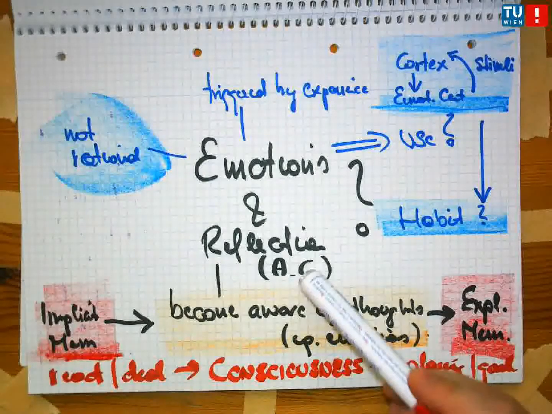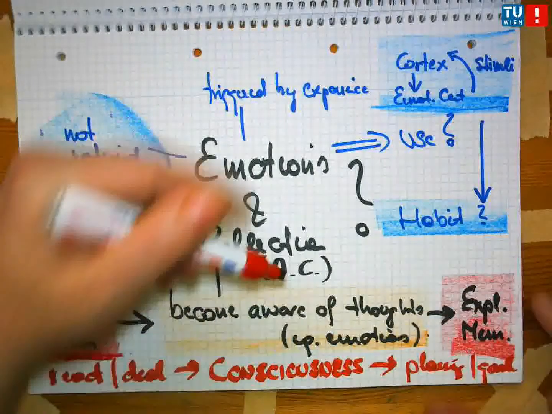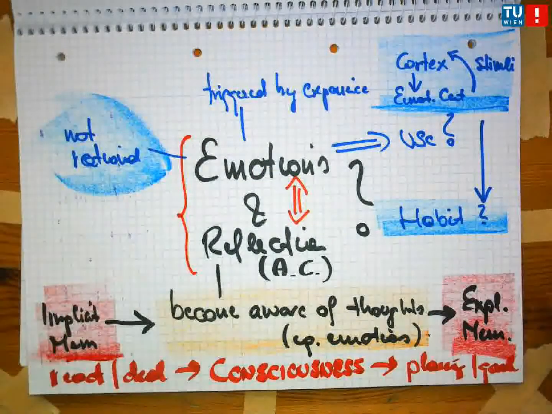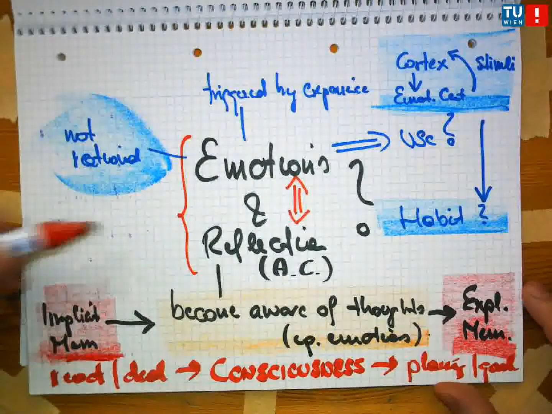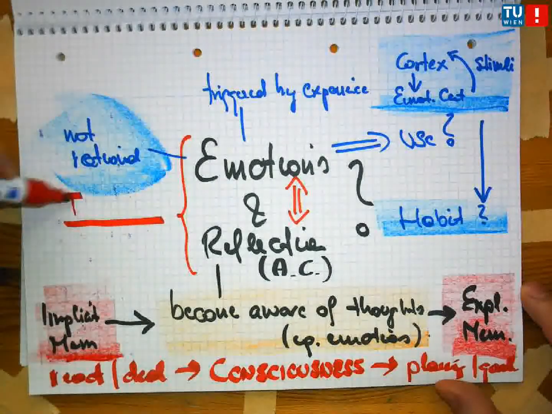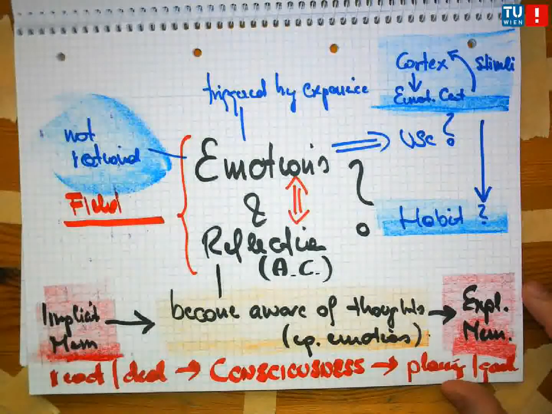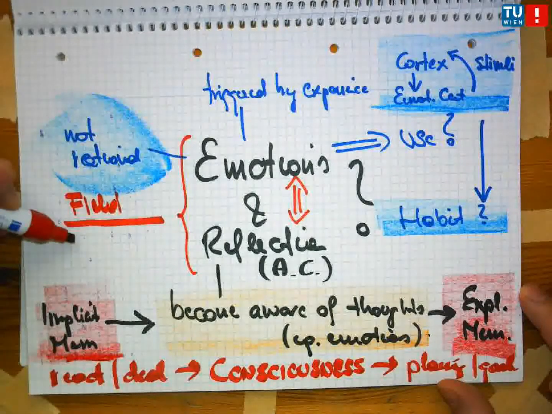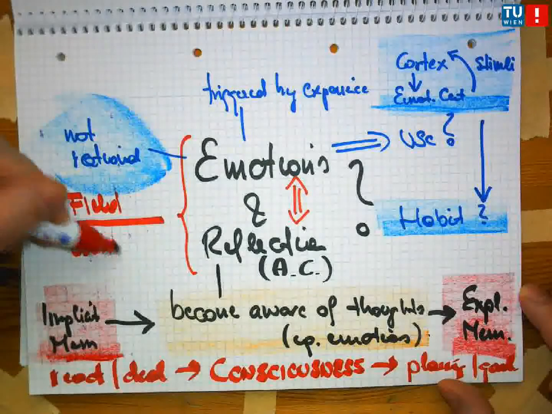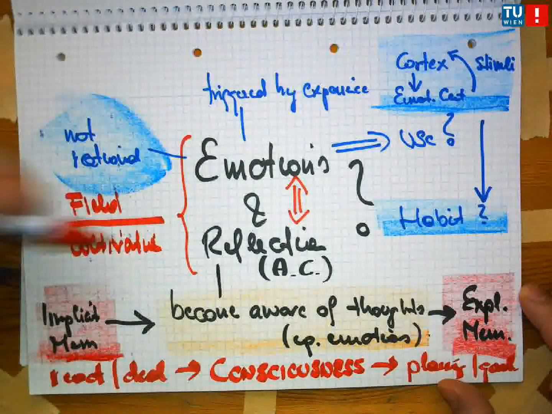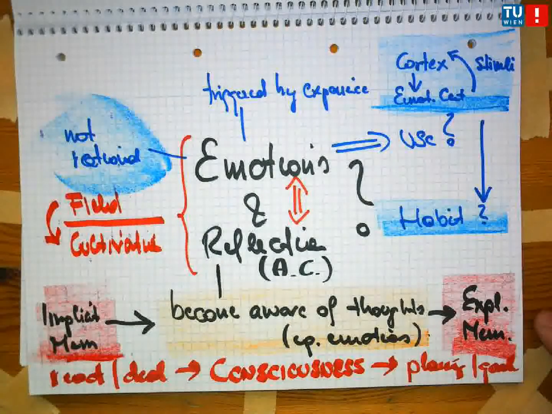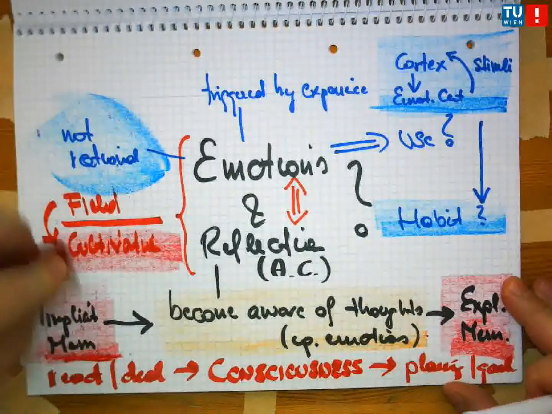And that combines reflection with emotion. That's why I put the two together, because in this little theory, emotions are actually the field on which something grows. It's an uncultivated one, and the reflection is the cultivation of that field, transforming what we have found out in the past and making it useful for our consciousness.